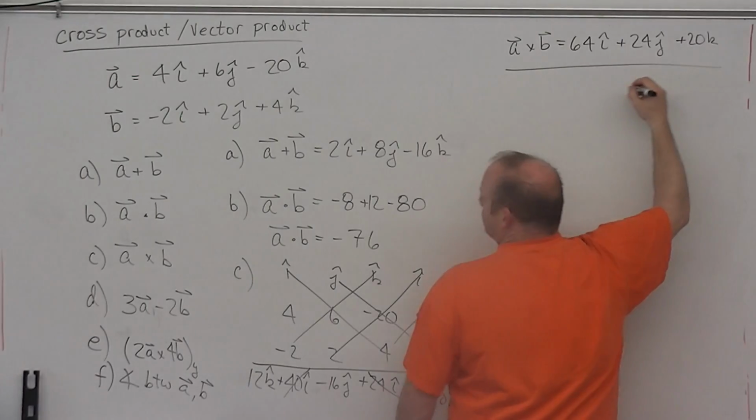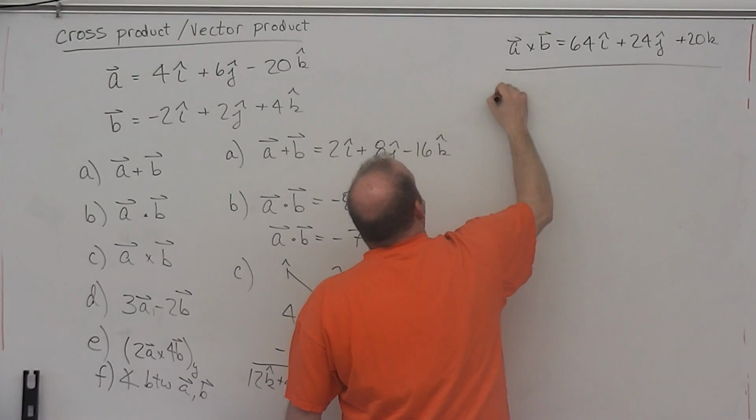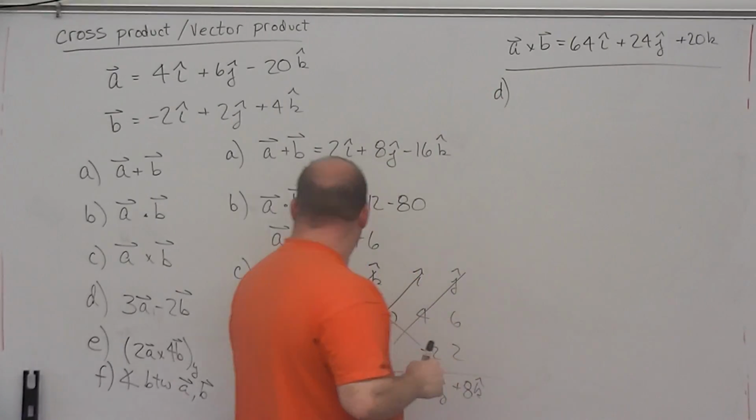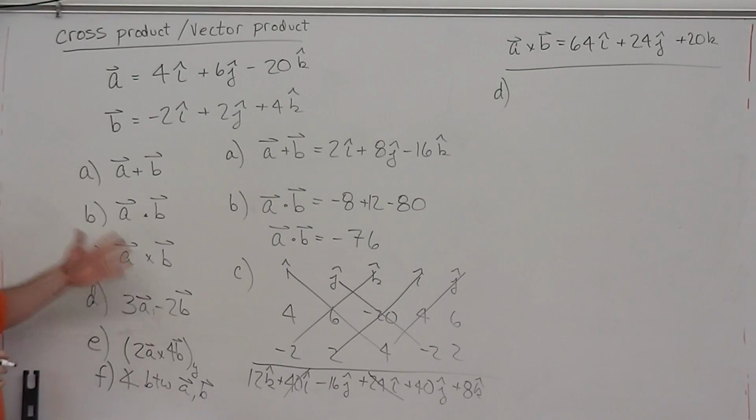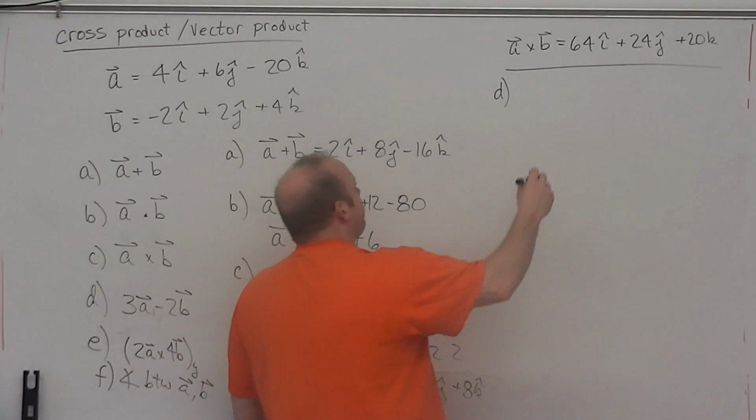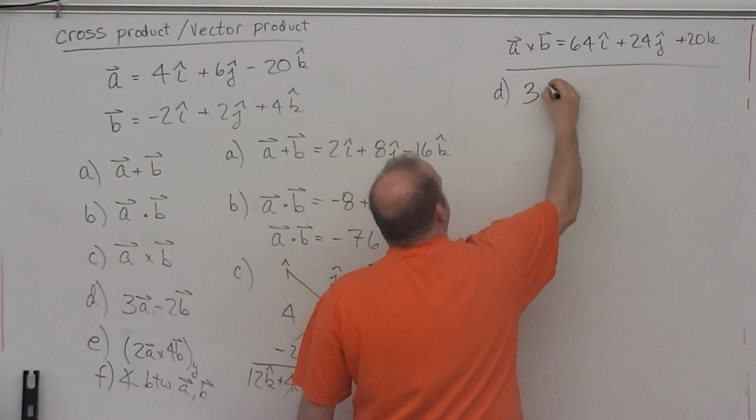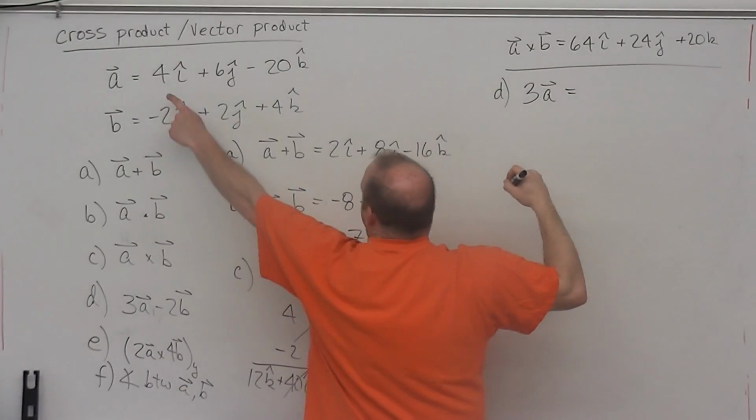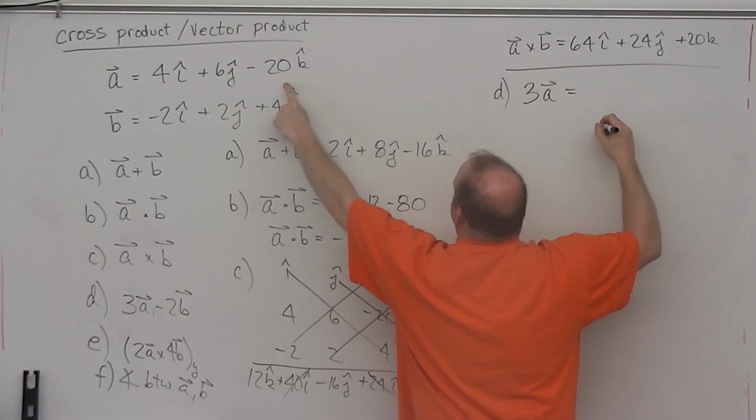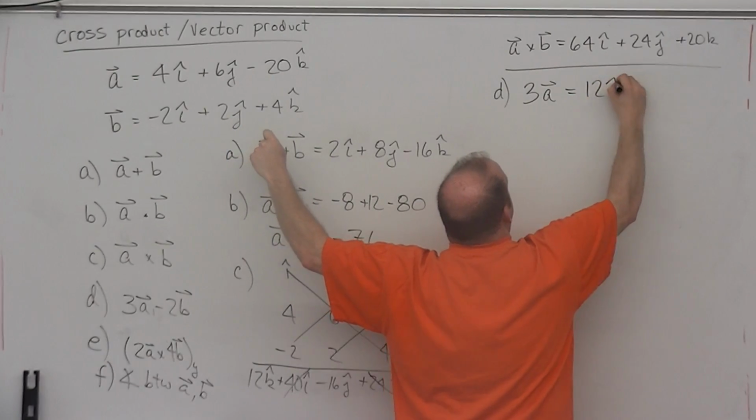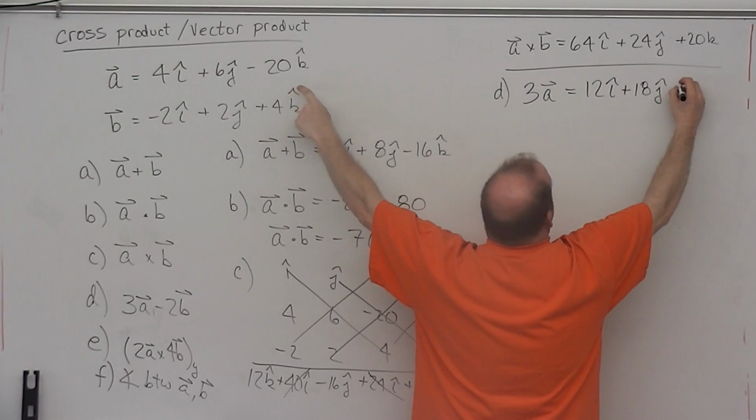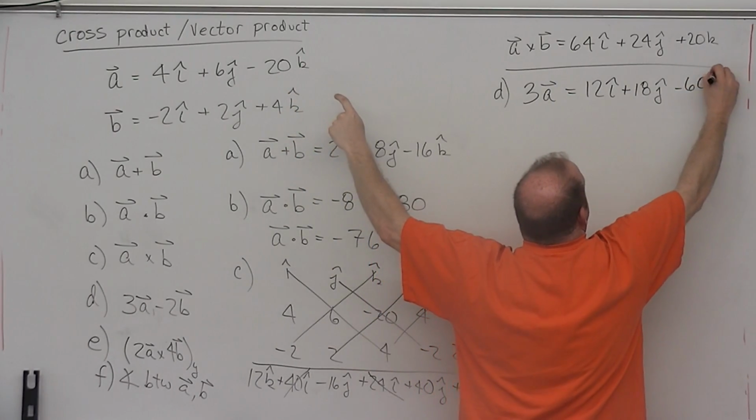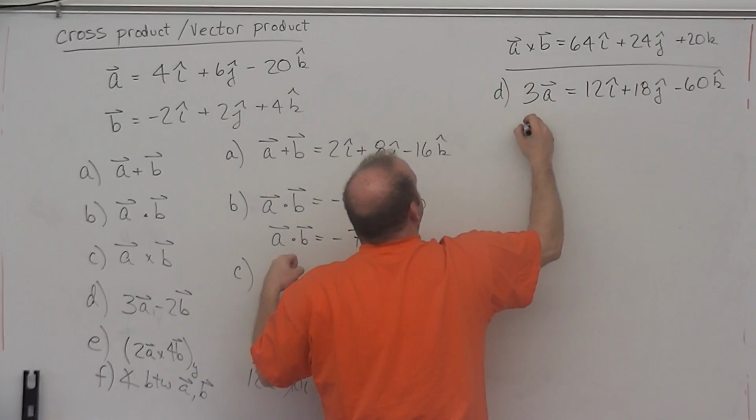Part D. Now, 3A minus 2B. Okay, I haven't done anything where I put something out front. So now, 3 times A, all I'm going to do is take all these components and multiply by 3. 12i hat plus 18j hat minus 60k hat.